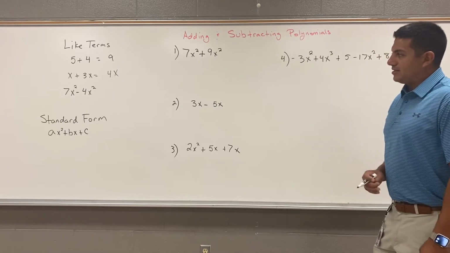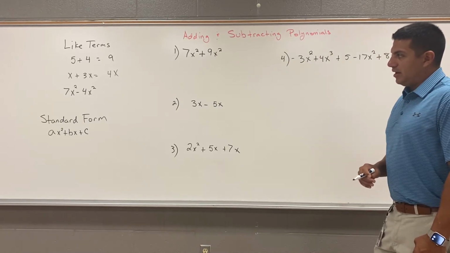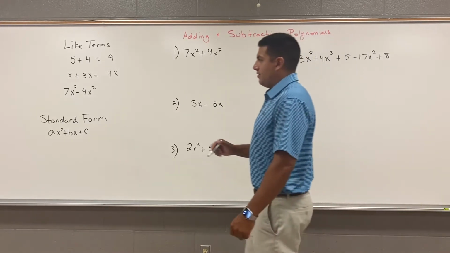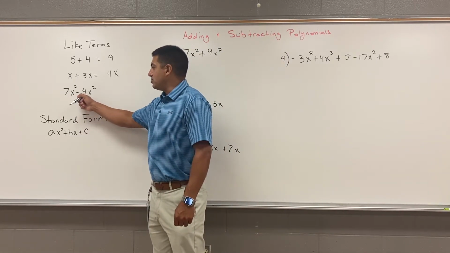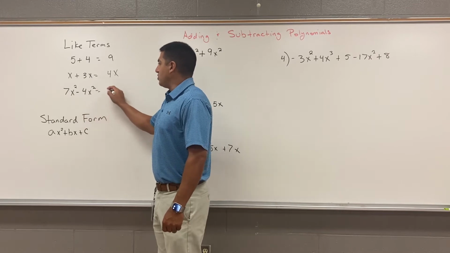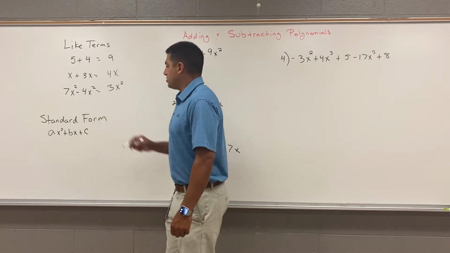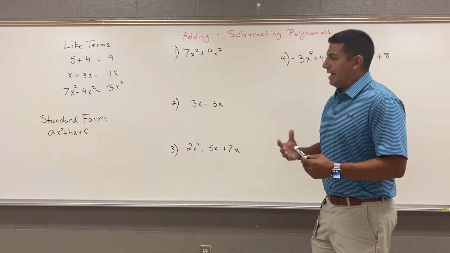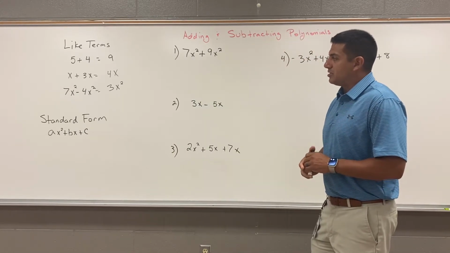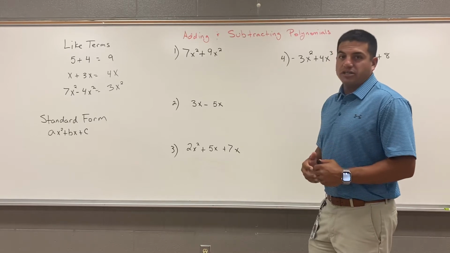And then the next example is x squareds. So we have 7x squareds here, and we're taking away 4x squareds. So 7 minus 4 would give us 3x squareds. Now the important thing to remember here is anytime we are combining like terms with addition or subtraction, we are never going to change the exponent.